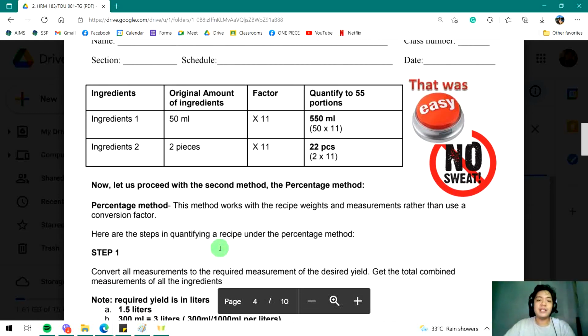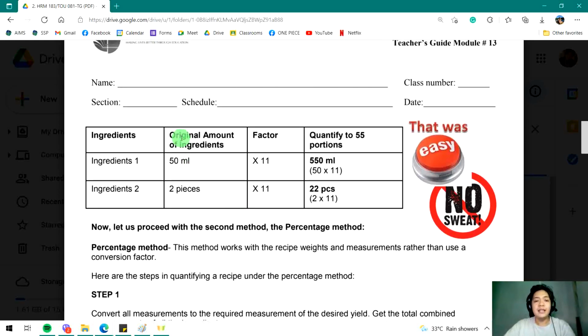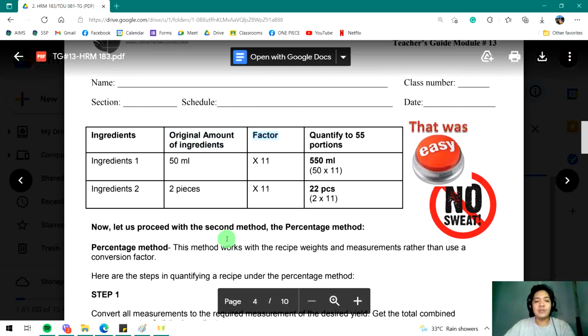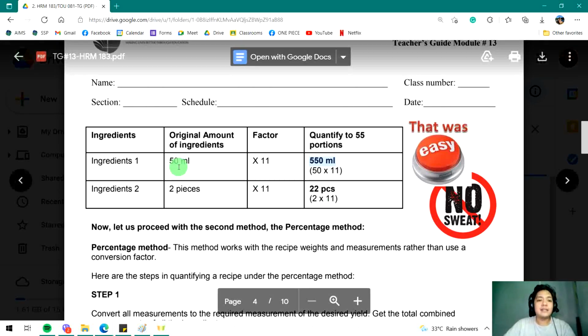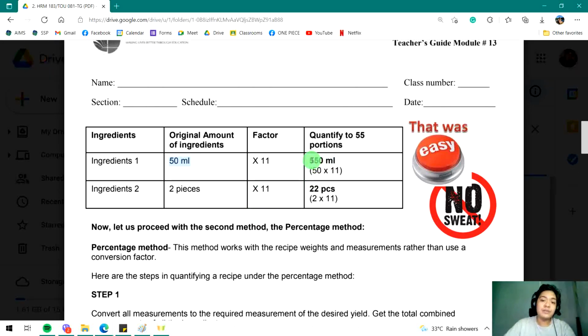Ang kailangan natin gawin ngayon is simply just multiply the original amount of ingredient times the conversion factor. So, for example, 50 ml ang original na ingredient na kailangan in order to yield 5 portions. And then multiply it by the conversion factor, which is 11, we will now have a total of 550 ml. So, ibig sabihin, in order to produce 55 portions, instead of 50 ml ang gagamitin, we will use 550 ml instead.